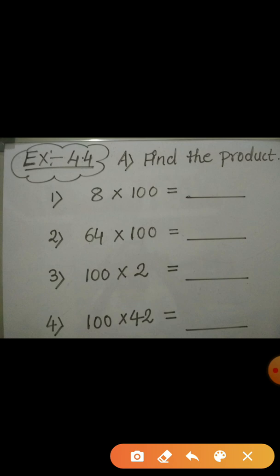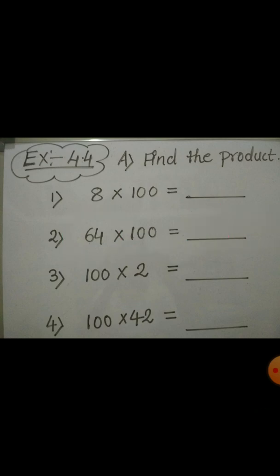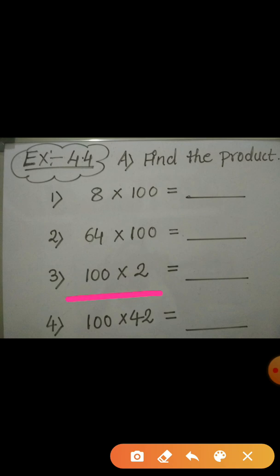Coming to the second example, here we have to find out the product of 64 and 100. Now here 64 is the number which is going to be multiplied by 100, right? So first I am going to write down the number and then I keep two zeros to the right of the number. Hence the product is 6400. Now the third example, 100 into 2. Here 2 is the number which is going to be multiplied by 100. So first I am going to write down 2 and then I keep two zeros to the right of 2. Hence the product is 200.